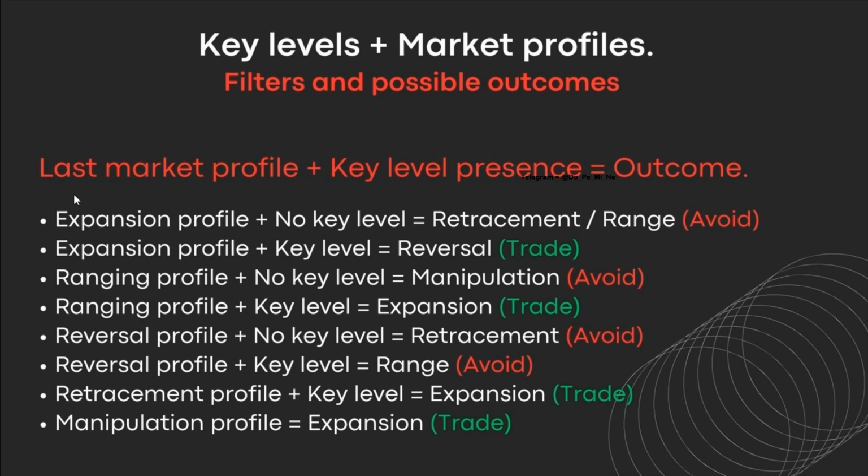So in this way, we can see that if the last profile that has ended is an expansion profile, and it ends before testing a key level, and a key level isn't present, then what are we going to expect? We're going to expect either a retracement or ranging profile, and we're going to avoid trading them, because we only trade what? We only trade expansion and reversal profiles. Similarly, if the expansion profile has ended inside a key level and a key level is present there, then we're going to expect a reversal profile there. And as I said before, we're going to trade that because it's a reversal profile.